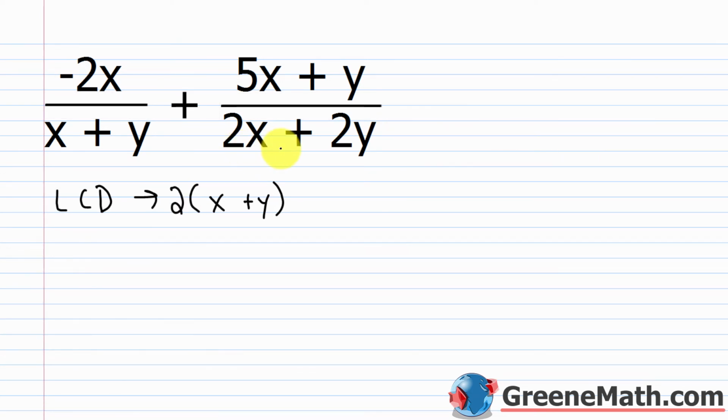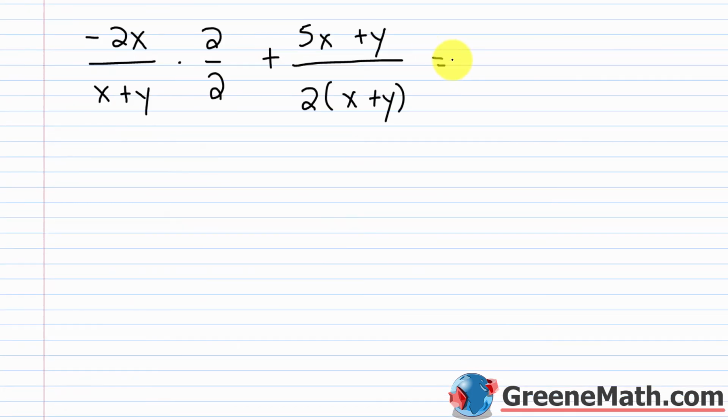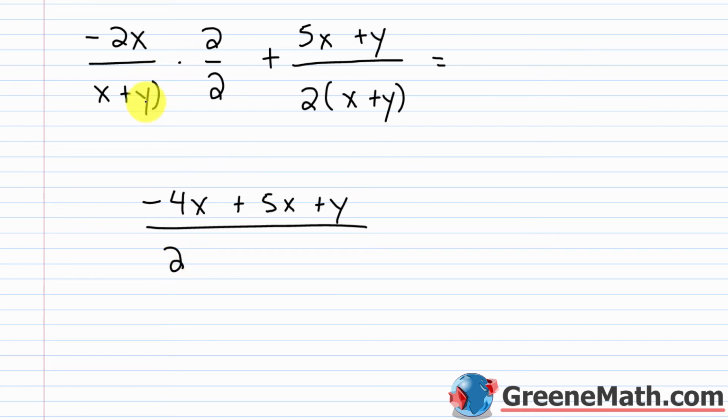Because this denominator is already the LCD, I don't need to change this rational expression. I just need to change the one on the left. So I'm going to multiply negative 2x over x plus y times, what I'm missing here is a 2, so 2 over 2. Then I'm going to add to this the 5x plus y over 2 times the quantity x plus y. Okay, so negative 2x times 2 is negative 4x. And then plus 5x plus y, again over this common denominator of 2 times the quantity x plus y.